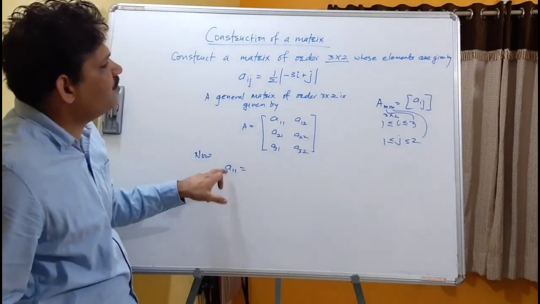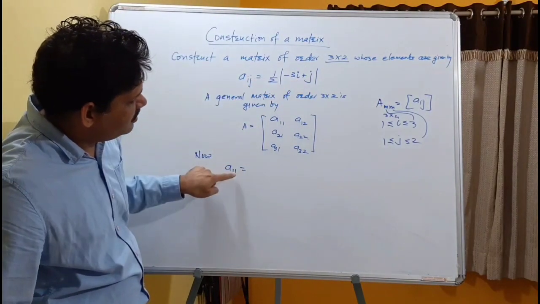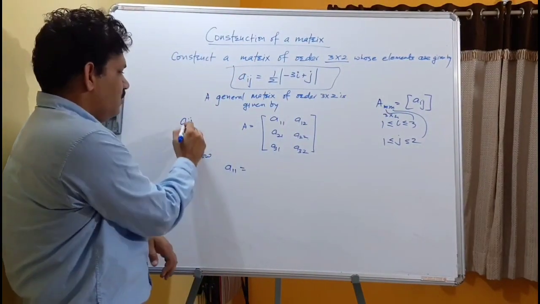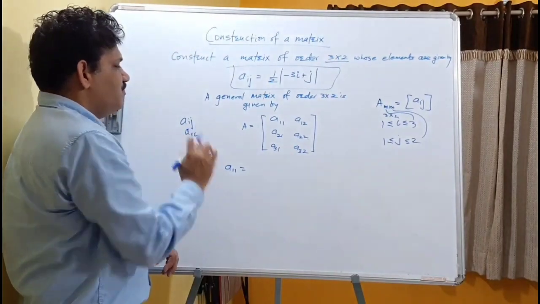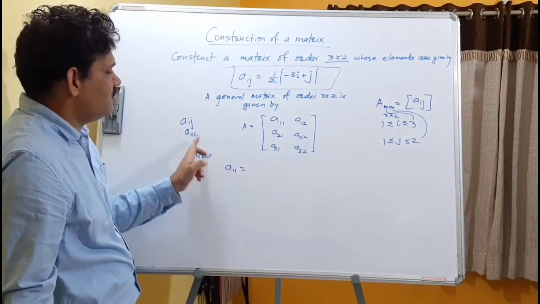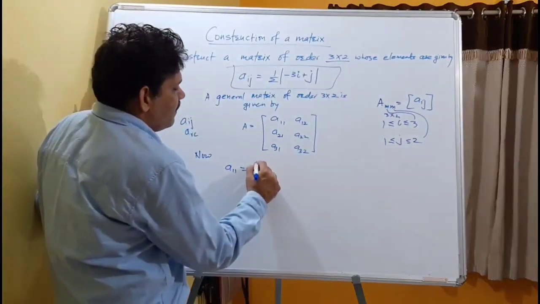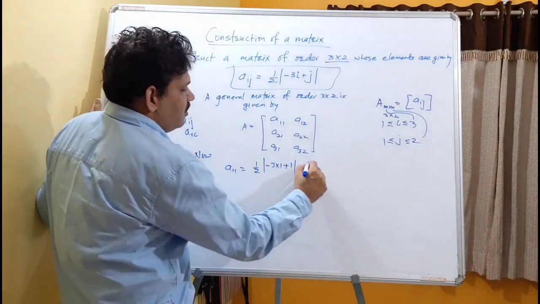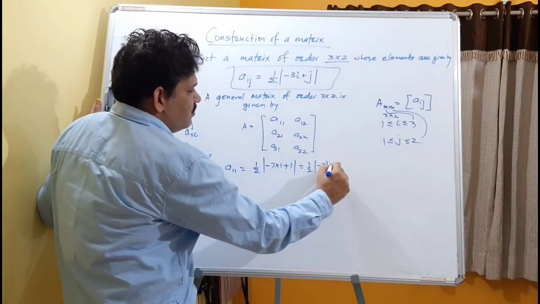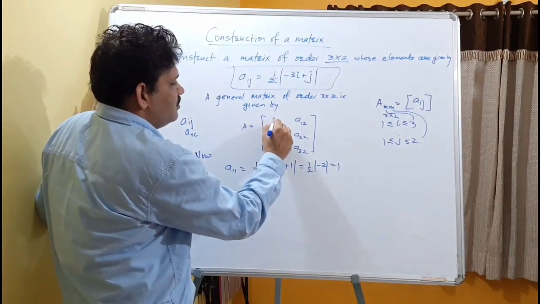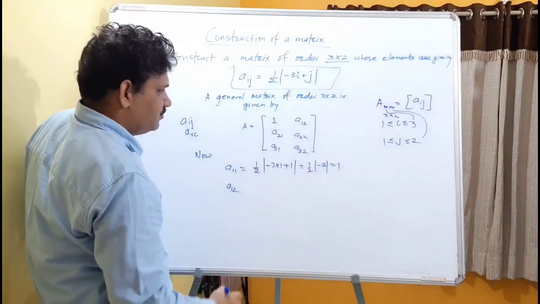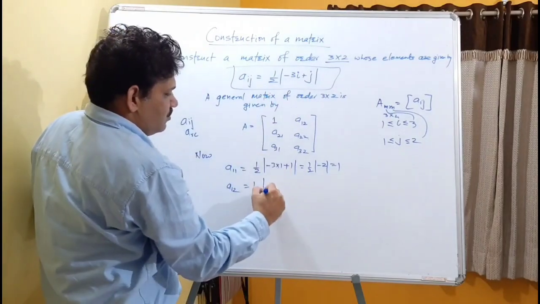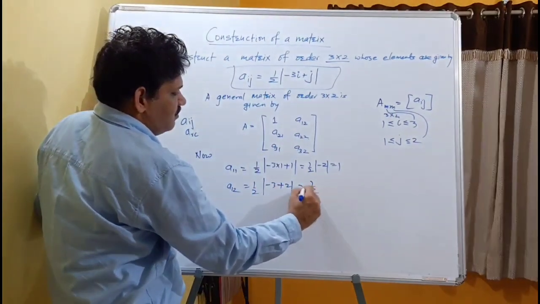Now A11. To find A11, we replace i by 1 and j by 1 in this formula. Thus Aij, A R C, row comes before column, so i is the row index and j is the column index. So we get half of modulus of minus 3 into 1 plus 1. That gives us half of minus 2, which is simply 1. So this is 1. Now A12. We replace i by 1 and j by 2. So this gives minus 3 plus 2, that is 1 by 2.